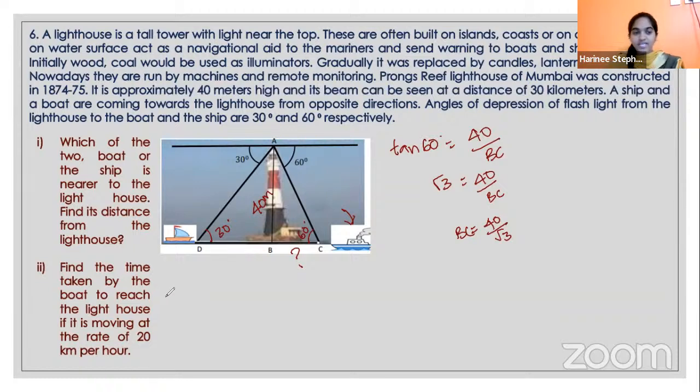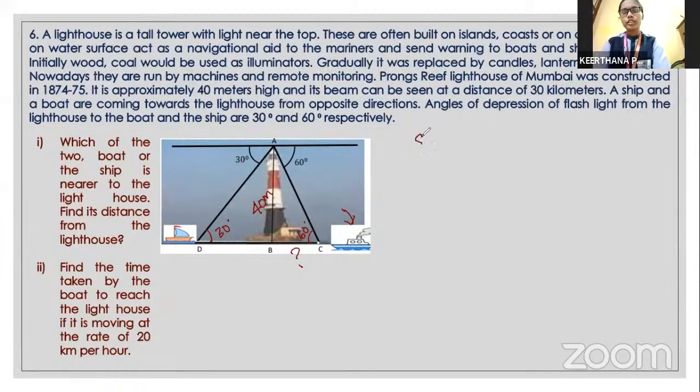Next, last question. Find the time taken by the boat to reach the lighthouse if it is moving at the rate of 20 km per hour. Okay, here comes the speed and time. So how is speed and time related to distance? How are those three related? What's the connection between them? Speed is equal to distance by time, ma'am. Very good. Speed is equal to distance by time.